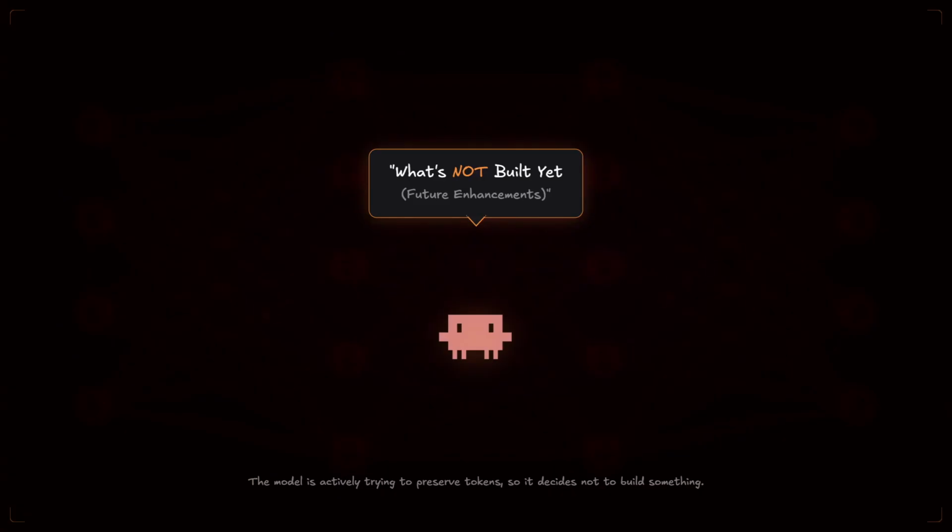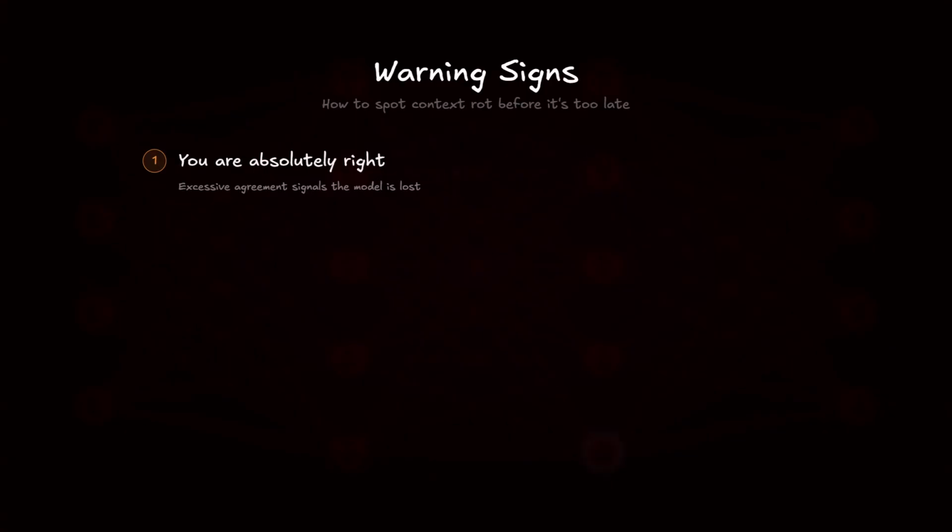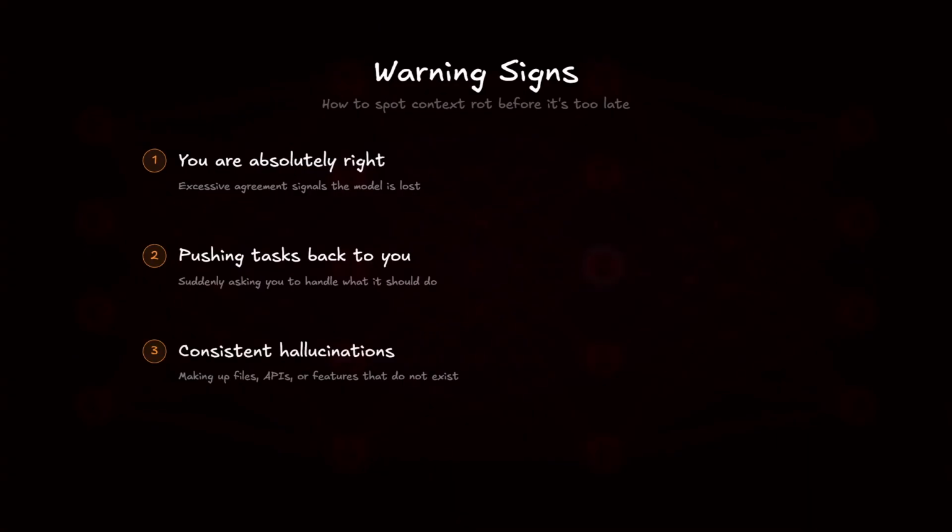So the models sometimes, depending on the model, are trained and conditioned to preserve tokens, or they're explicitly system prompted to preserve tokens. Here are the warning signs that context rot is beginning, and you can spot it. You get the "you are absolutely right" in Claude Code when things are going downhill and it's confused and it's repeating itself. You get consistent hallucinations. You get the model making up files, features that don't exist.